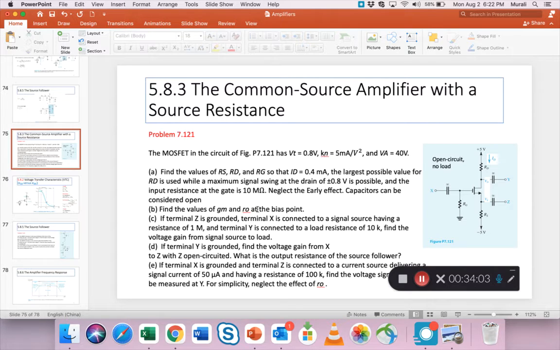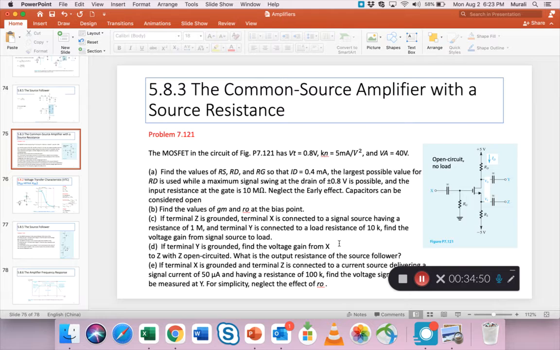Now if terminal Z is grounded, and terminal X is connected to a signal source having a resistance of 1 ohm, and terminal Y is connected to a load resistance, then find the voltage gain. So he's given us 3 different combinations actually, which really are the common source, the common gate and the common drain. He's just not calling them that. First he gave us kind of a general circuit, and then he's acting cute and without naming them, he's giving us all these conditions.